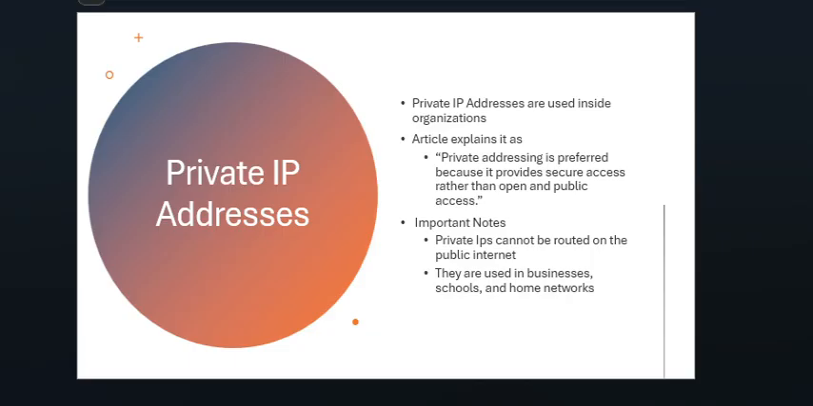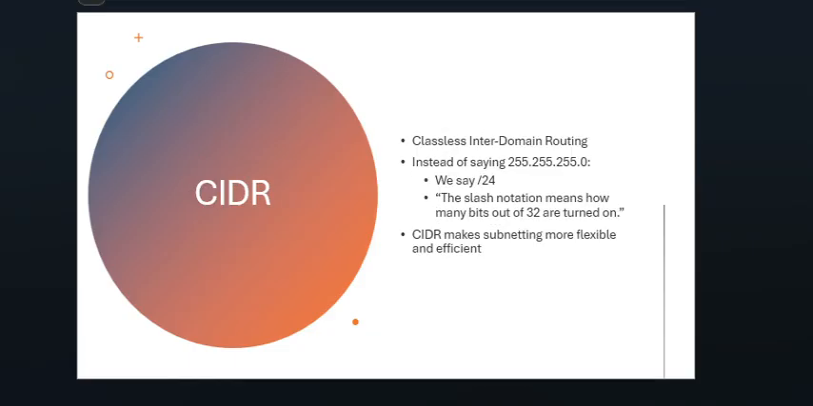CIDR, classless inter-domain routing. Instead of saying 255.255.255.0, we say /24. The slash notation means how many bits out of 32 are turned on. CIDR makes subnetting more flexible and efficient.